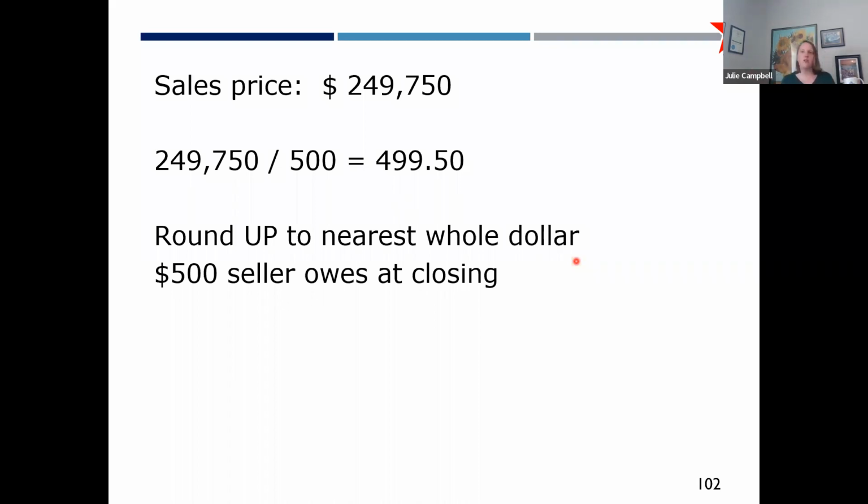That's how much. That'll be a closing cost, a closing expense to the seller at closing, at settlement, part of their closing costs. Simple math, right? Divide by 500 and round. Which way do you round? Always round up.